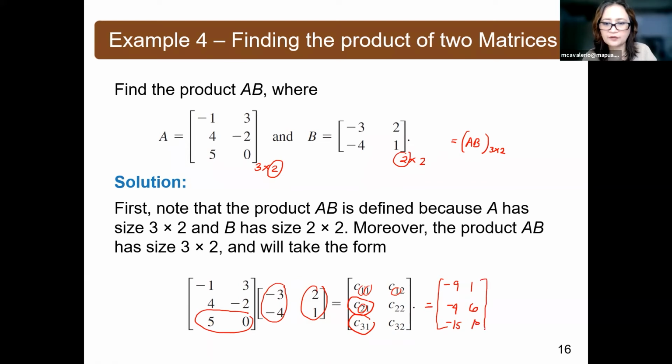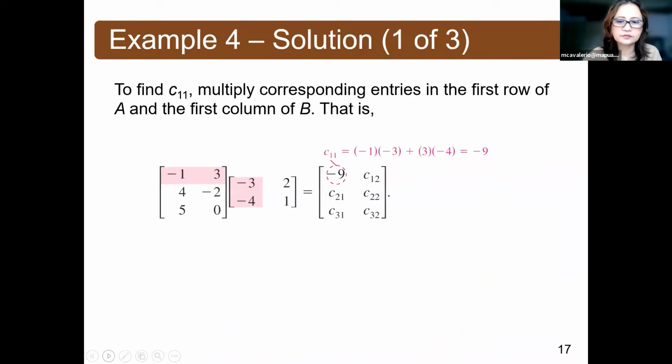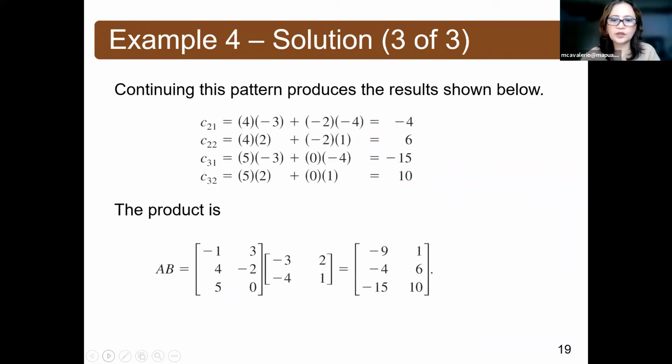So this is how you find the entries for the matrix product. Okay, we can check our answer in the next slides. So again, you are simply multiplying the first row of A with the first column of B, and we perform that until we find the last element, which is C32. We can check our answer, which is -9, 1, -4, 6, -15, 10, which is just the same as our answer.